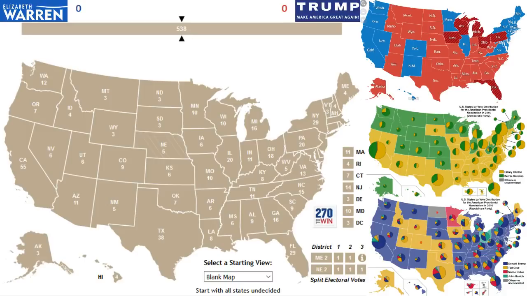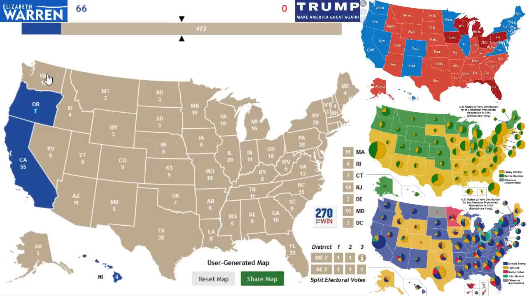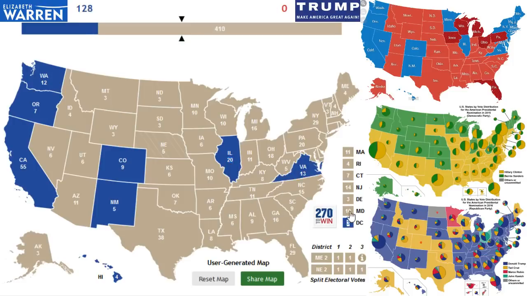So starting off here, guys, going to be giving out the blue states that would be safe for Elizabeth Warren, and that would be Hawaii, California, Oregon, Washington. We'll leave Nevada because it was pretty close, then going on to New Mexico, Colorado, and we'll leave Minnesota as well because that was a pretty close one. And then Illinois, Virginia, District of Columbia, Maryland, Delaware, New Jersey, Connecticut, Rhode Island, Massachusetts, New York, Vermont, and then we'll also leave New Hampshire and Maine because they were also pretty competitive between Clinton and Trump.